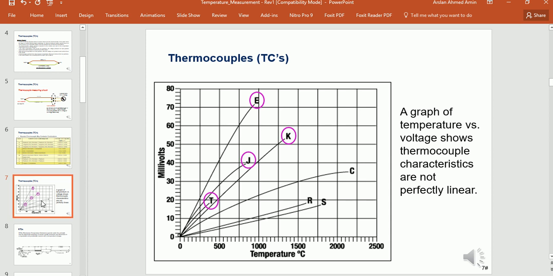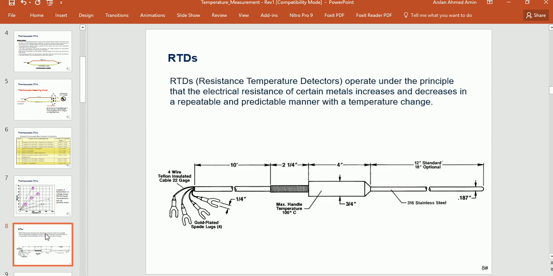Now this is all about thermocouples, their basics, and now we talk about the RTDs. RTDs stand for resistance temperature detectors. These operate under the principle that the electrical resistance of certain metals increases and decreases in a repeatable and predictable manner with temperature change. So if the resistance increases with the temperature, we say that this is a positive temperature coefficient, and if the resistance decreases with the increase in temperature, we say that this is a negative temperature coefficient.